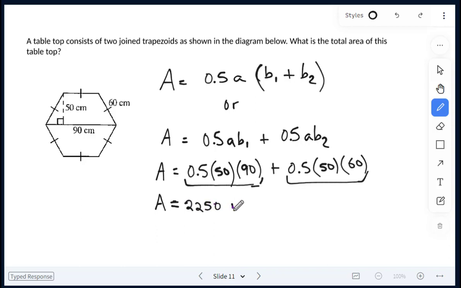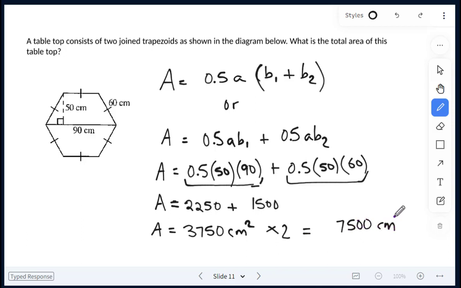So 2,250 plus 1,500, and that gives me 3,750 centimeters squared. Okay, now remember that was just for one of the trapezoids, so we're going to multiply by 2, and that gives me 7,500 centimeters squared. That is the area of the total of the tabletop.